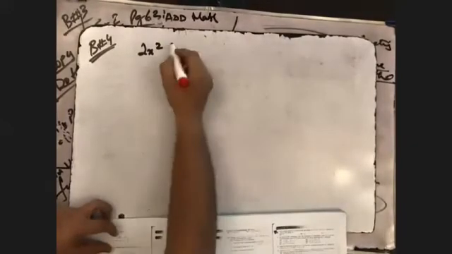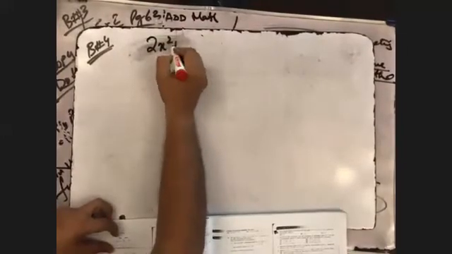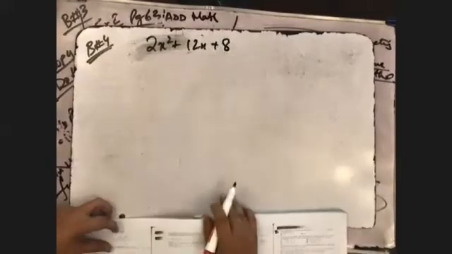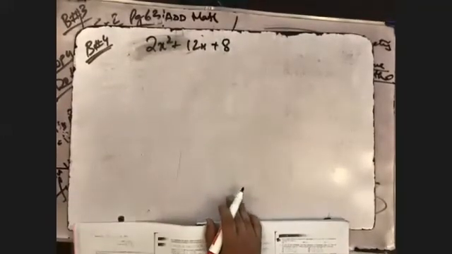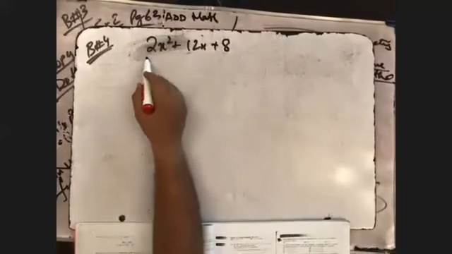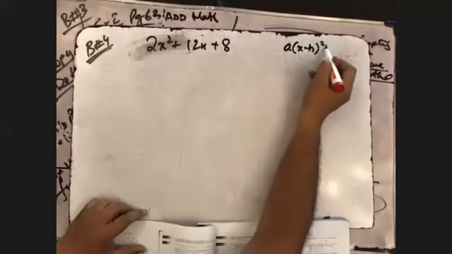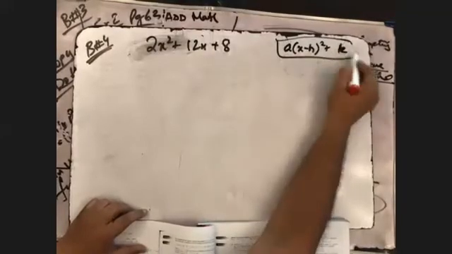The first example is 2x squared. Everybody's going to do it with me. This is board number 4. 2x squared plus 12x plus 8. The first thing you can do is we need a format of a into x minus h whole thing squared plus k. This is my target.